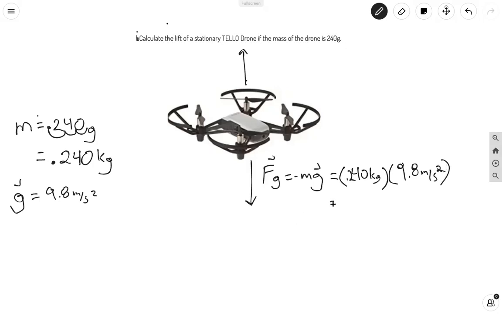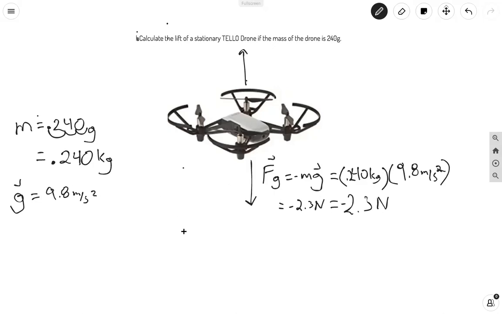All right, and 0.24 times 9.8, that's going to be 2.3 newtons in the negative direction. So the force of gravity is negative 2.3.